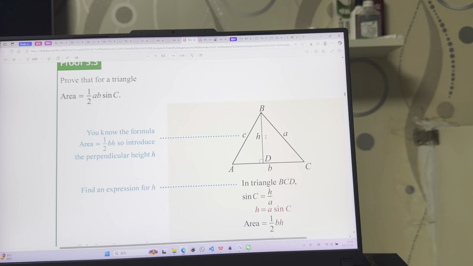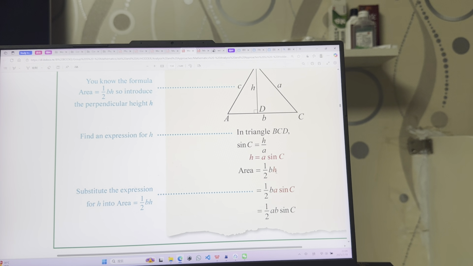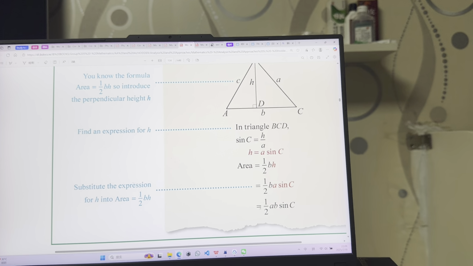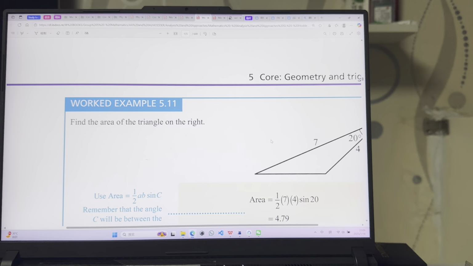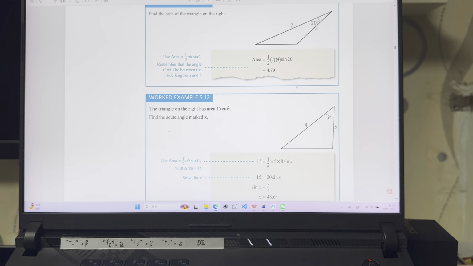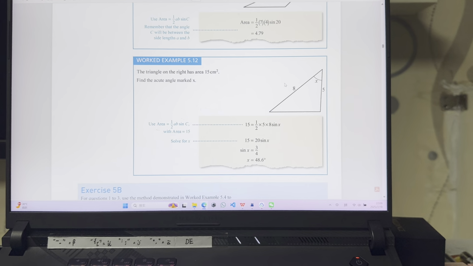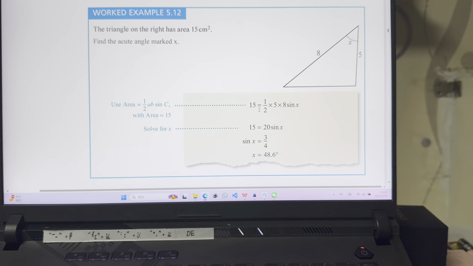Then because h is equal to a times sine C, we can use this to replace h here. Then we know that the area is equal to half of AB times sine C. So right now we just use the formula to calculate the area, or we use a formula to, for example, here. I will just use an example.